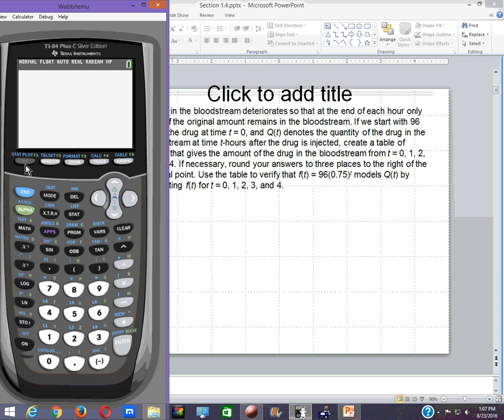So let's put it in y1. I've got 96, open parenthesis, 0.75, close parenthesis, raised to the t power. It's going to put an x, but it doesn't matter. Okay, so let's quit that screen. We're going to be evaluating that function for the values of 0, 1, 2, 3, and 4.